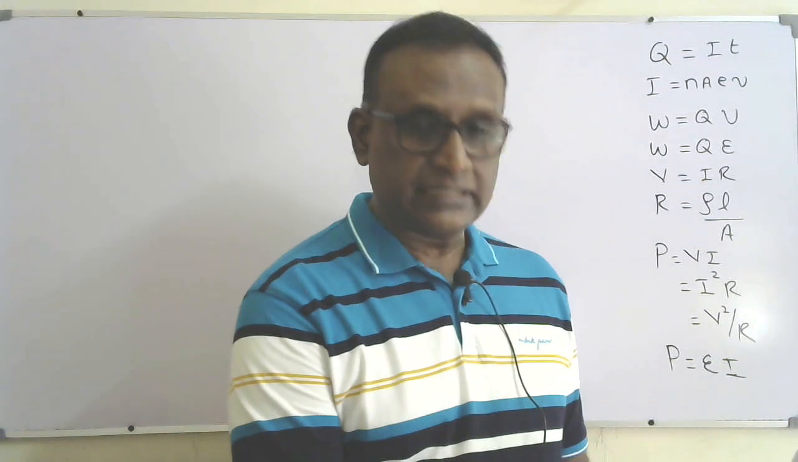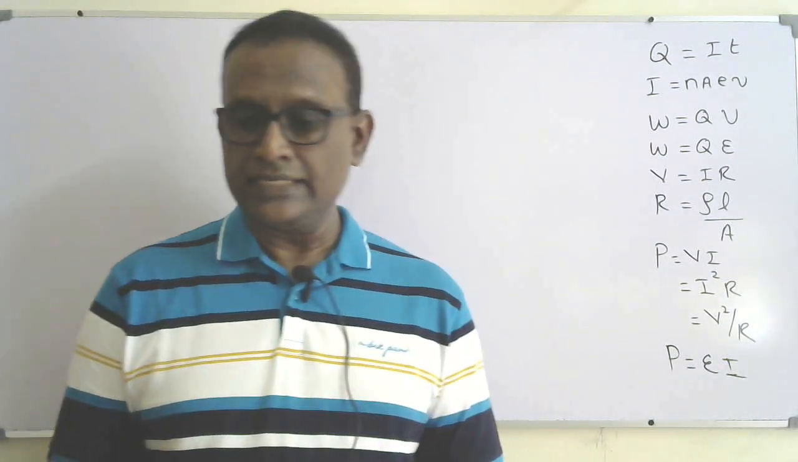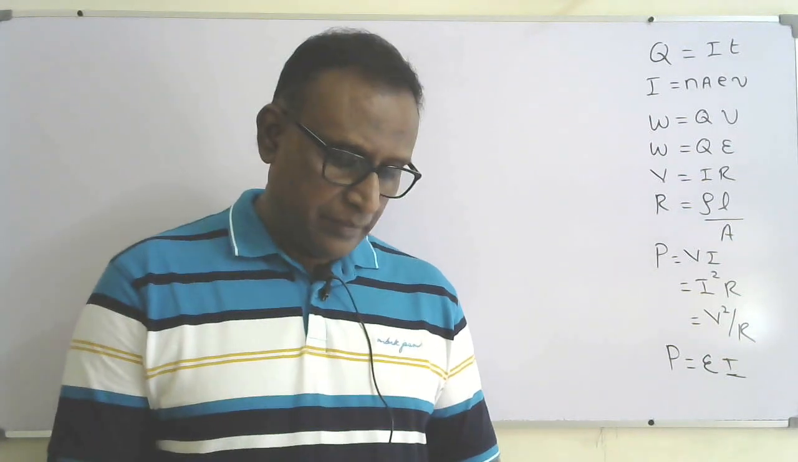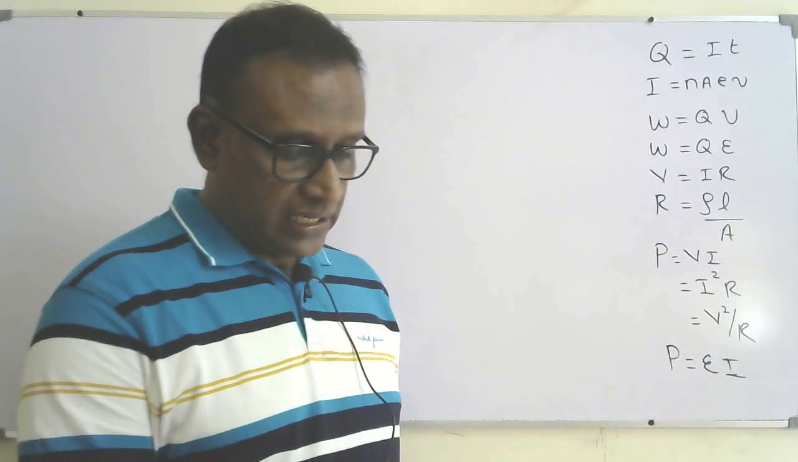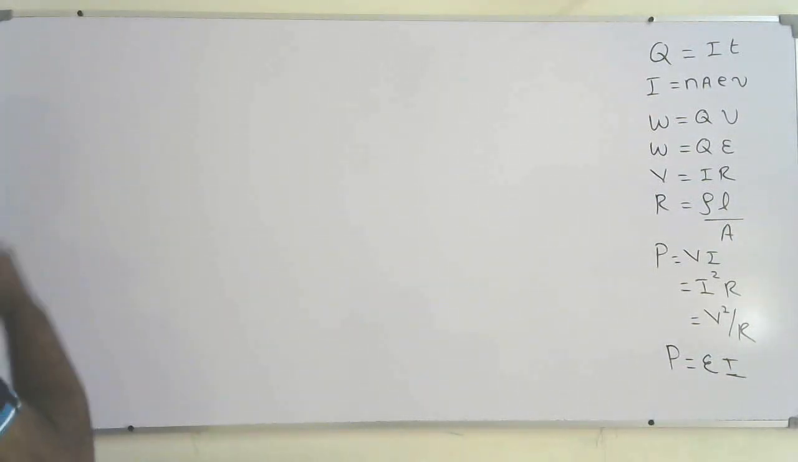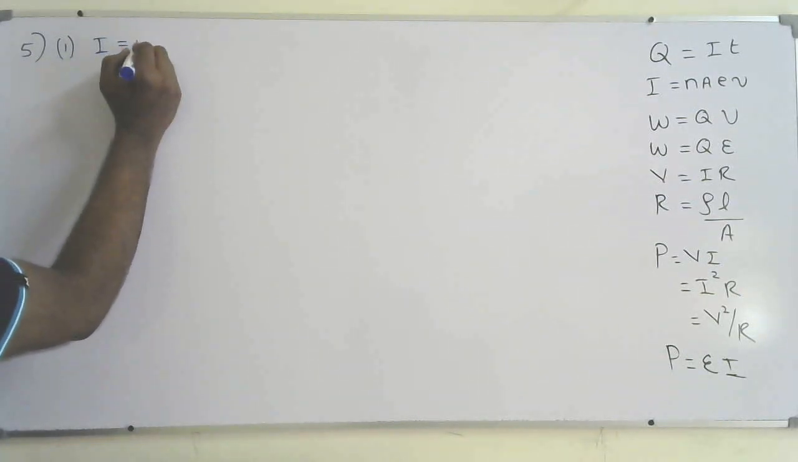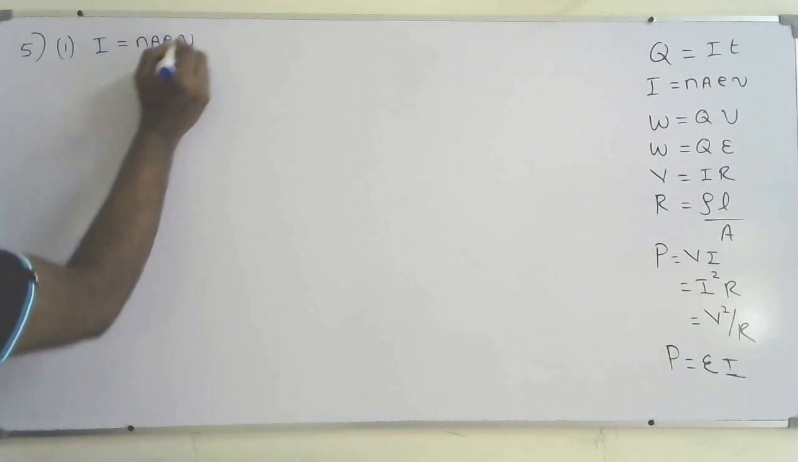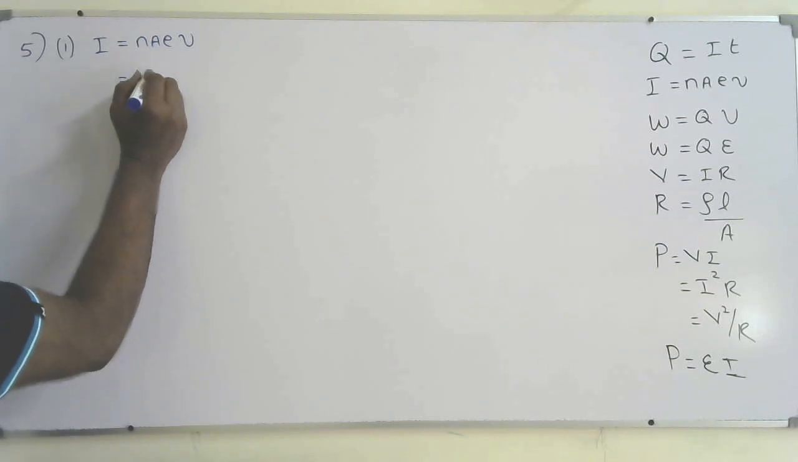Okay, so I need to find the current through the wire when the drift speed is 0.94 millimeter per second. So I need to use this equation, I equal NAEV. Fifth question, first part, I equal NAEV. So charge carrier density is given, that is the number of free electrons per meter cube, 1 into 10 to the power 29.